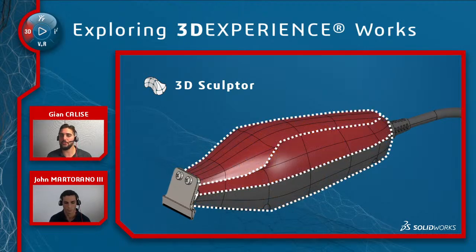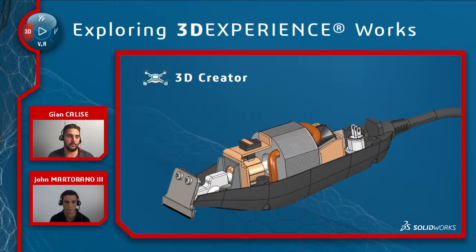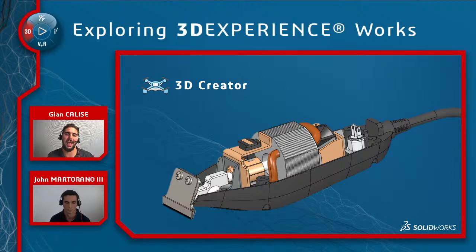And then there's so many different ways that we could do this to then take this enclosure and actually make it functional. Split it up into a top and bottom cover, add our holes for fasteners and whatnot. But I'm going to switch from 3D Sculptor to 3D Creator to add some of those parametric features that are really going to bring this model to life and make it usable.